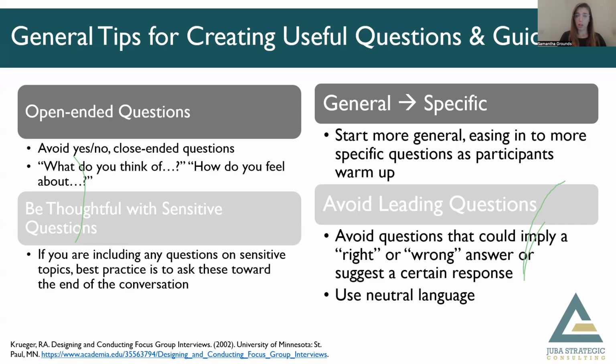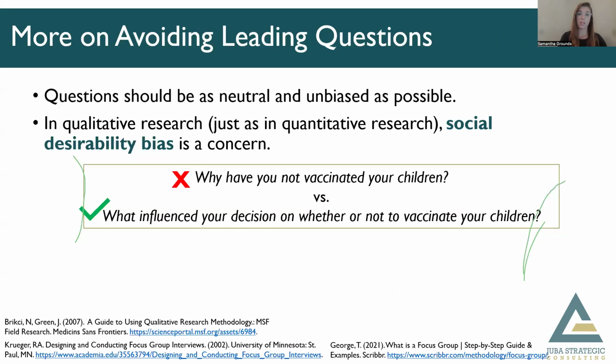And then another key point, and I'm going to talk more about this and give some examples, is to avoid leading questions. So these are questions that could imply there's potentially a right answer or a wrong answer, or suggest a certain response. We want our questions to be as neutral as possible. Really important to be non-judgmental and not imply that the participant should answer a certain way. And I'm going to give an example here.